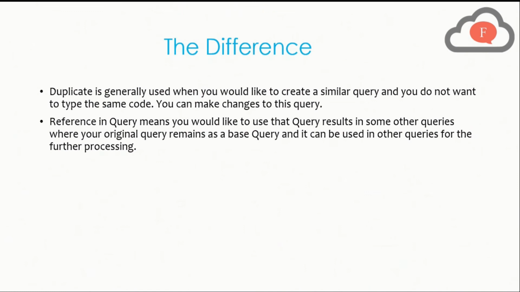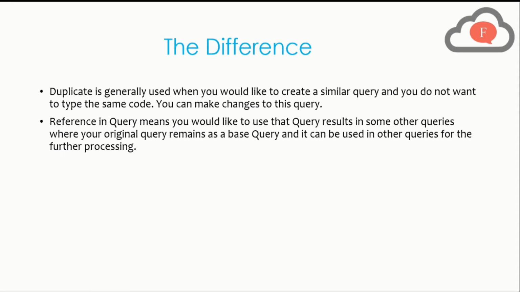Now let us go further and talk about the difference between them. How does a duplicate query differ from a reference query? A duplicate query is generally used when you would like to create a similar query and you do not want to type the same code. You make the changes to this query. That means if you have already made changes to some query and you want the same code and you don't want to create new code, you just have to duplicate it.